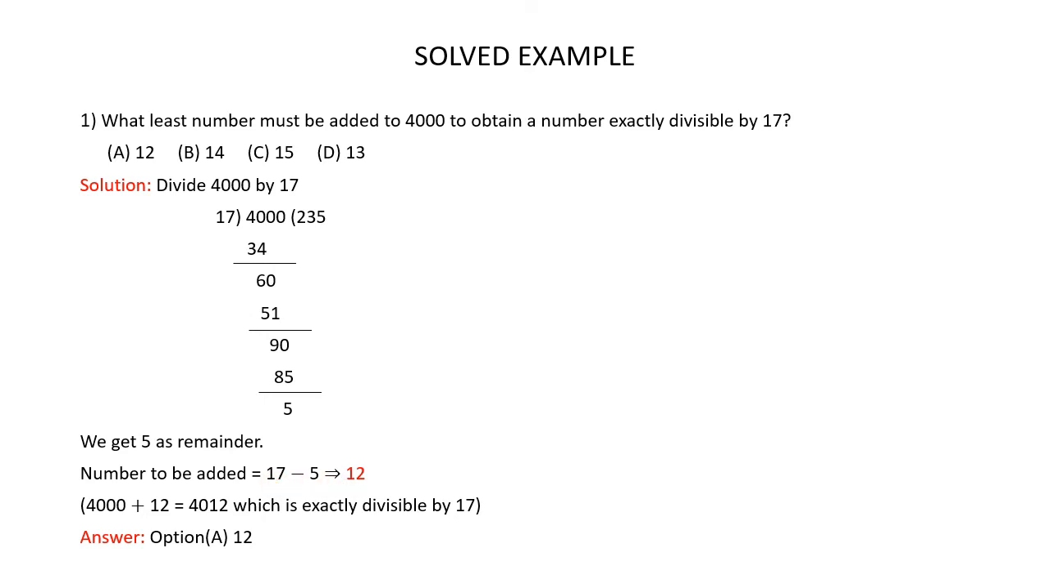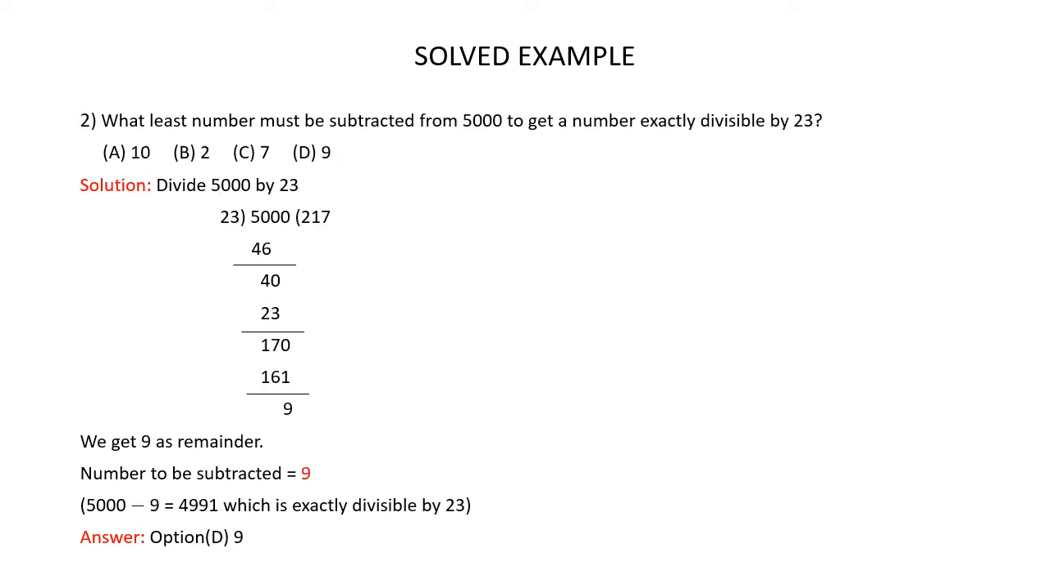When you add 12 to 4000, you get 4012, which is exactly divisible by 17. Thus, the number to be added is equal to the divisor minus remainder, which is 17 minus 5, that is 12. So, the correct answer is option A, 12.